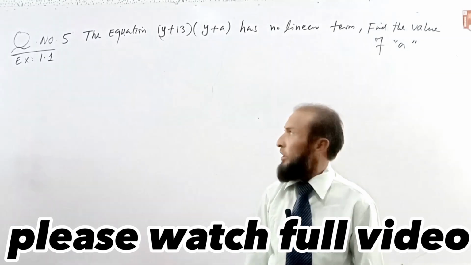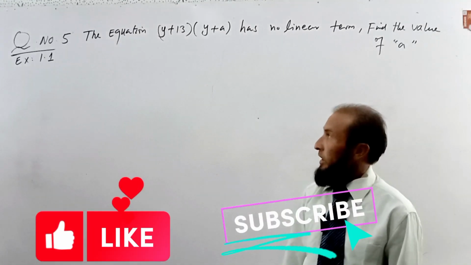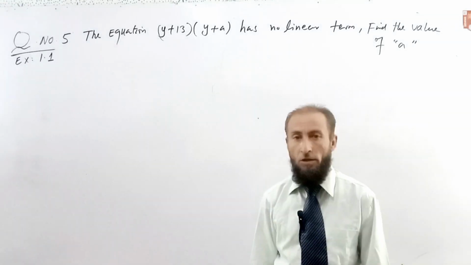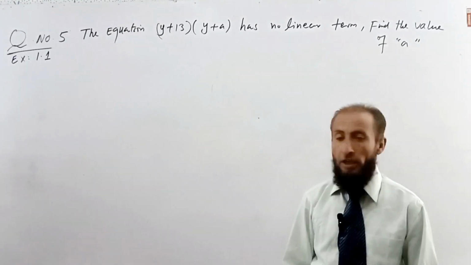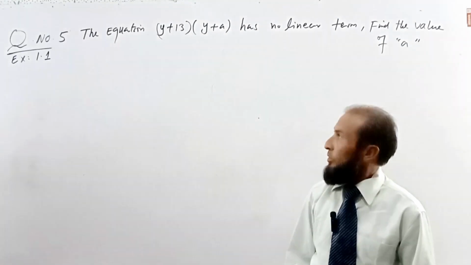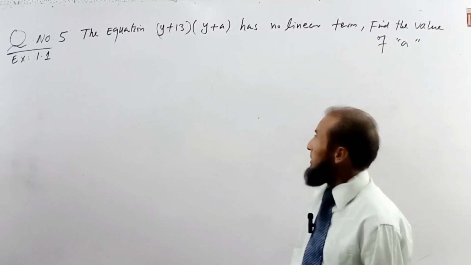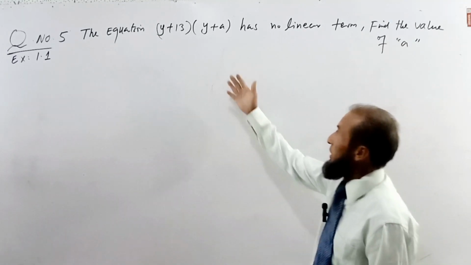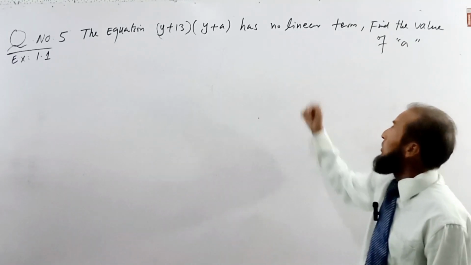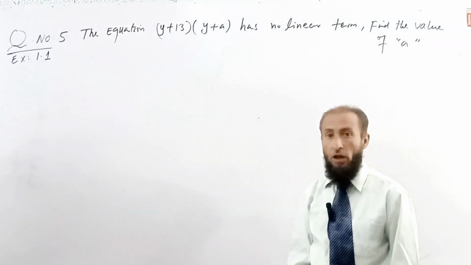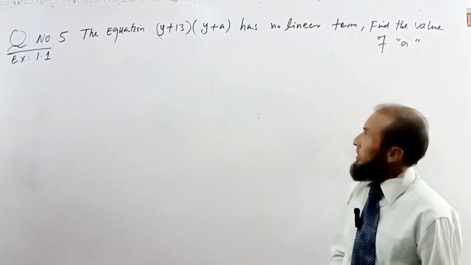Today we will discuss and try to solve question number 5, exercise 1.1 from the 10th class book. Let's start. The equation (y + 13)(y + a) has no linear term. Find the value of a. How do we calculate the value of a?